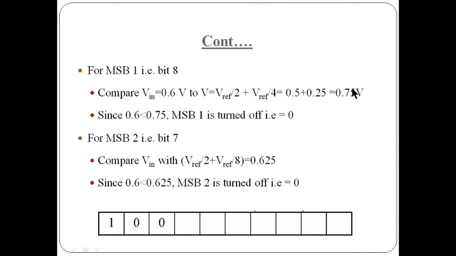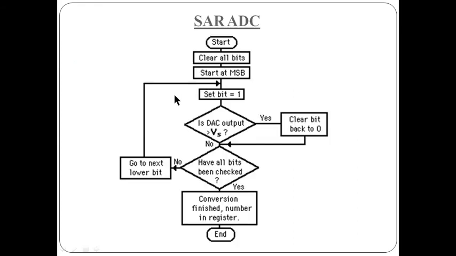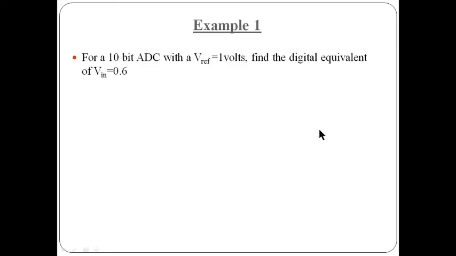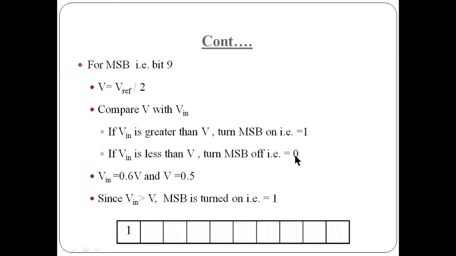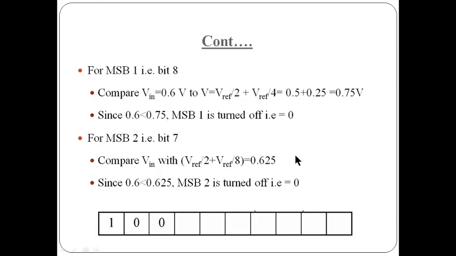आता तुम्ही सांगा 0.75 हा 0.6 पेक्षा काही आहे मोठा, म्हणजे ही जे कंडिशन आहे ती इथे फुलफिल होत आहे. Output is more than the input voltage, so clear bit back to 0. म्हणजे या बीटची व्हॅल्यू किती असेल 0. बघा, या बीटची व्हॅल्यू किती आली आहे 0.